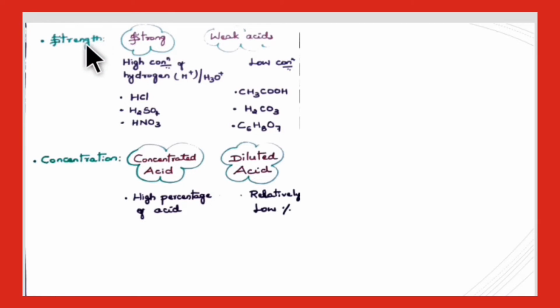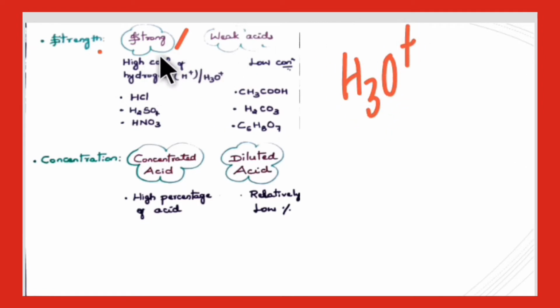Next, moving to classification of acids based on strength. They are classified into two types, strong acids and weak acids. How are strong acids and weak acids determined? This is based on the concentration of hydronium ions or hydrogen H plus ions. Hydronium is H3O plus, nothing but the same. So this is based on the concentration of hydrogen ions present in the aqueous solution. Examples of strong acids are HCl, hydrochloric acid, H2SO4, HNO3. Weak acids dissociate only to a small extent, producing a low concentration of hydrogen ions or hydronium ions.